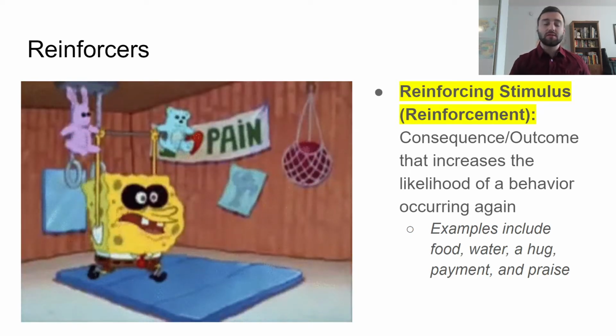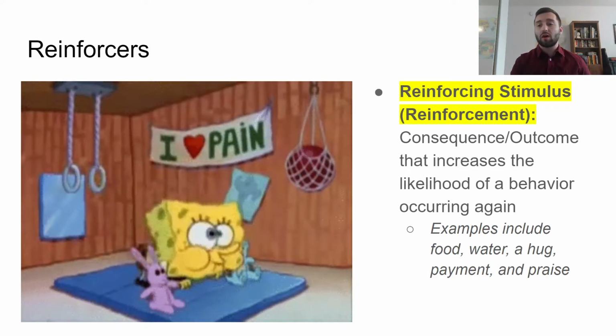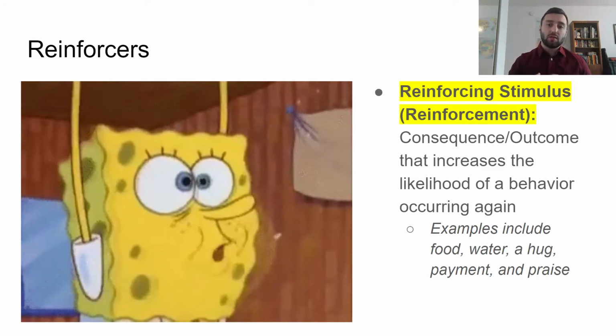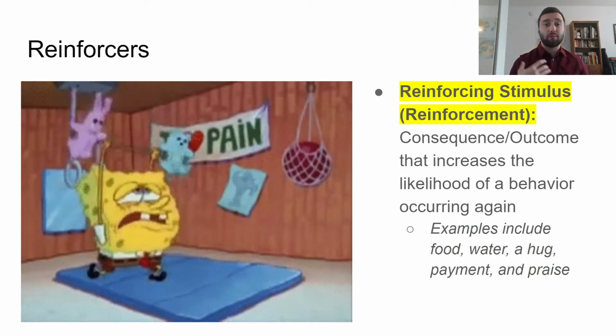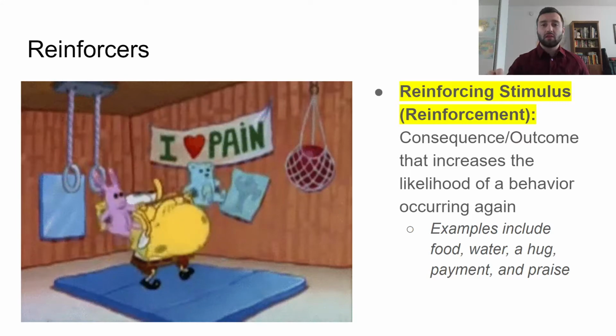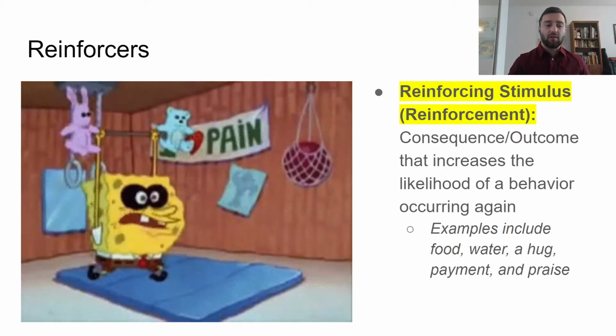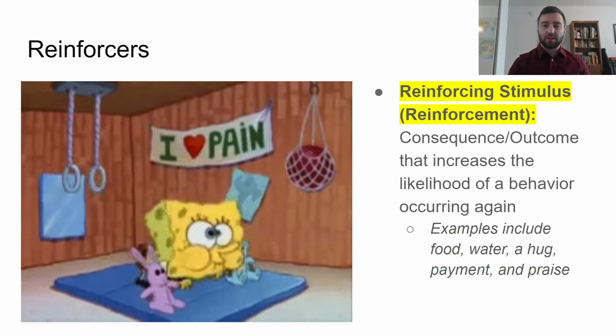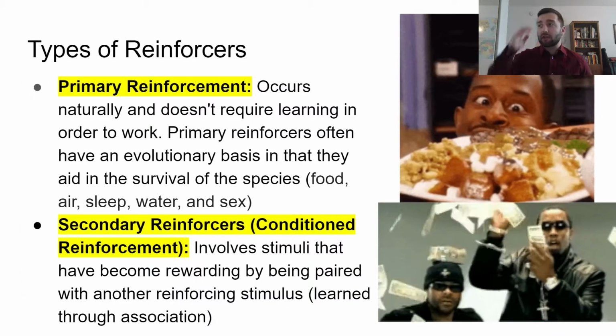Some of the main examples that we have are things like food, water, hug, payment, praise. Those are all kind of the big ones. Food is one of the biggest. That's kind of one of our main reinforcers that we use as psychologists or even really as human beings. So let's break these down a little bit more.